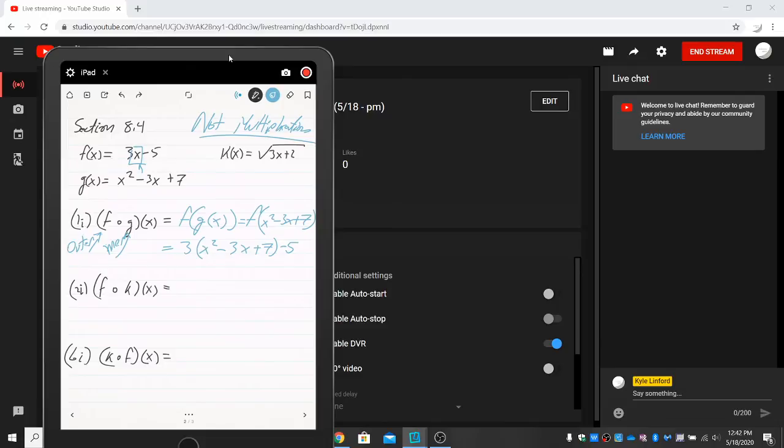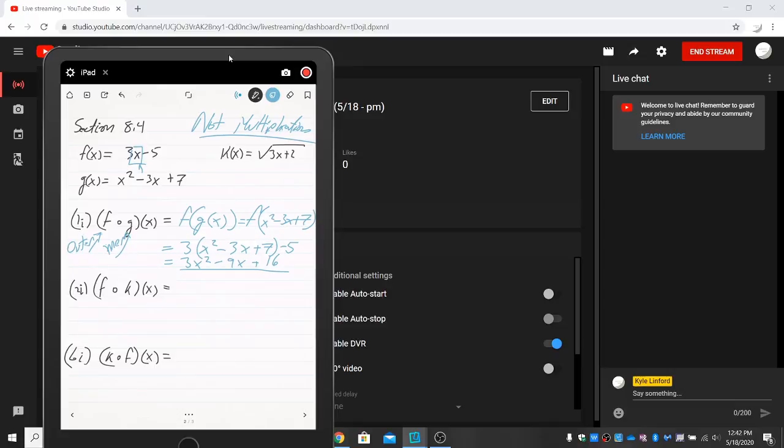And you can simplify this. Let's go ahead and do that. We have a 3x squared minus 9x plus 21 minus 5, if I go ahead and distribute the 3. And 21 minus 5, that should be a 16, if we combine the like terms. But there we go. We have our polynomial. This is what you get when you plug g into f.